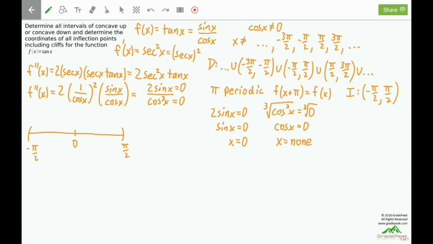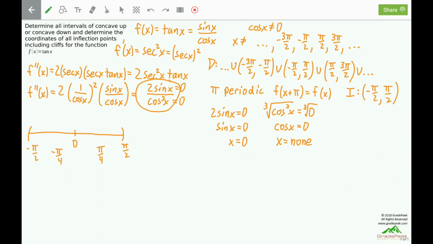And we can now pick a test value in each of these intervals. Between negative pi over 2 and 0, we can pick negative pi over 4. And between 0 and pi over 2, we can pick positive pi over 4. We can now test the concavity by plugging these test values into the second derivative. The version that's written as sines and cosines will be the easiest.